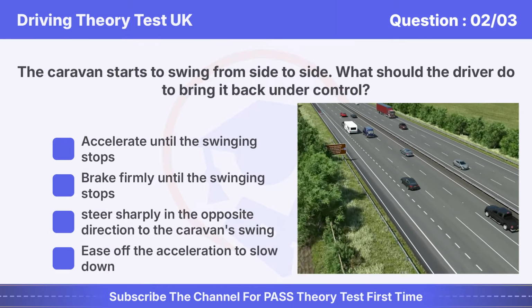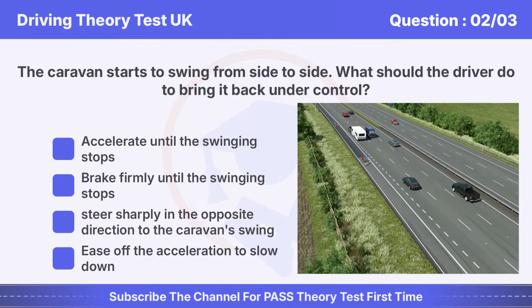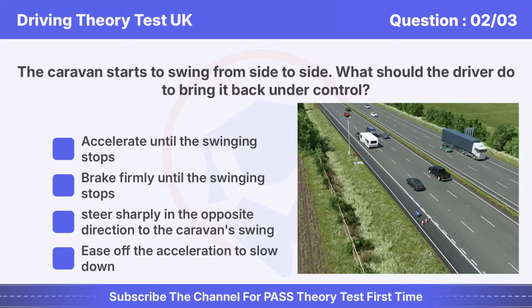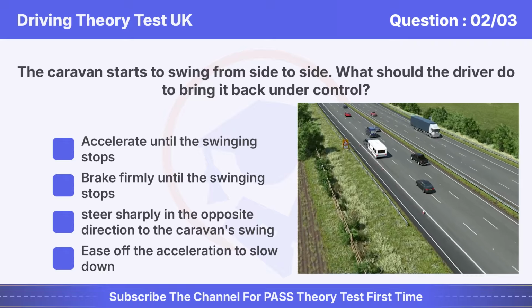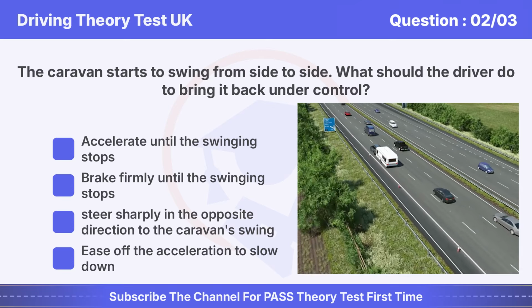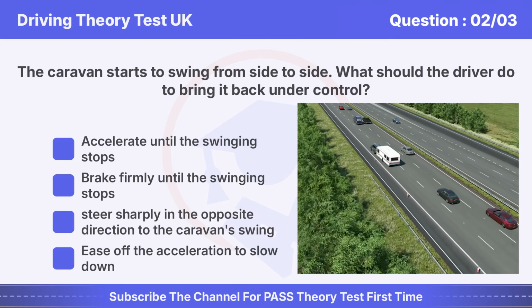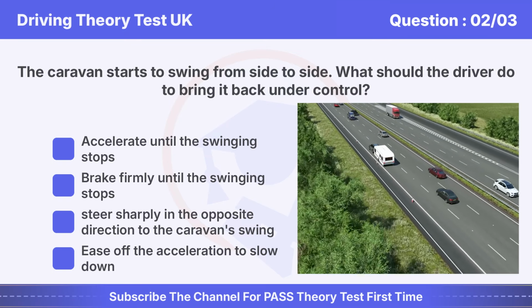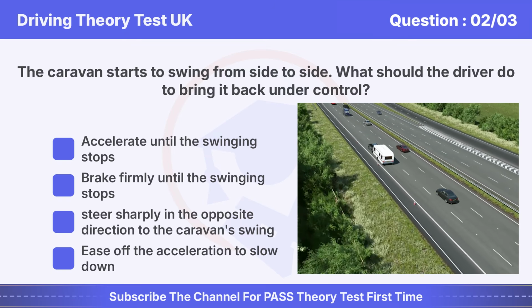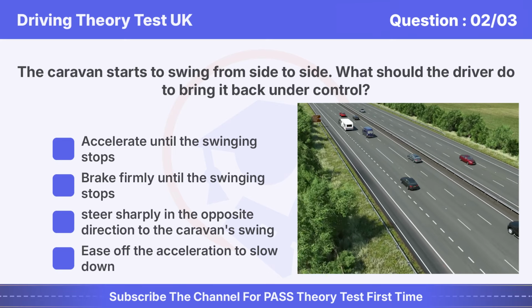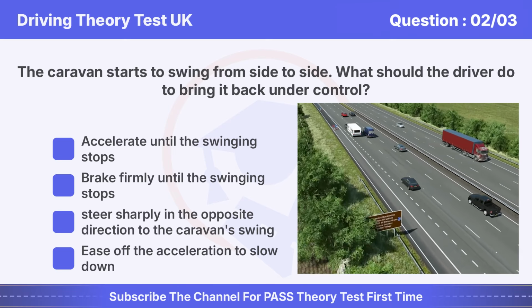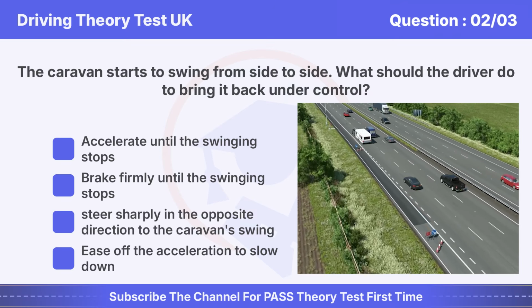Question 2. The caravan starts to swing from side to side. What should the driver do to bring it back under control? Option A. Accelerate until the swinging stops. B. Brake firmly until the swinging stops. C. Steer sharply in the opposite direction to the caravan swing. D. Ease off the acceleration to slow down.